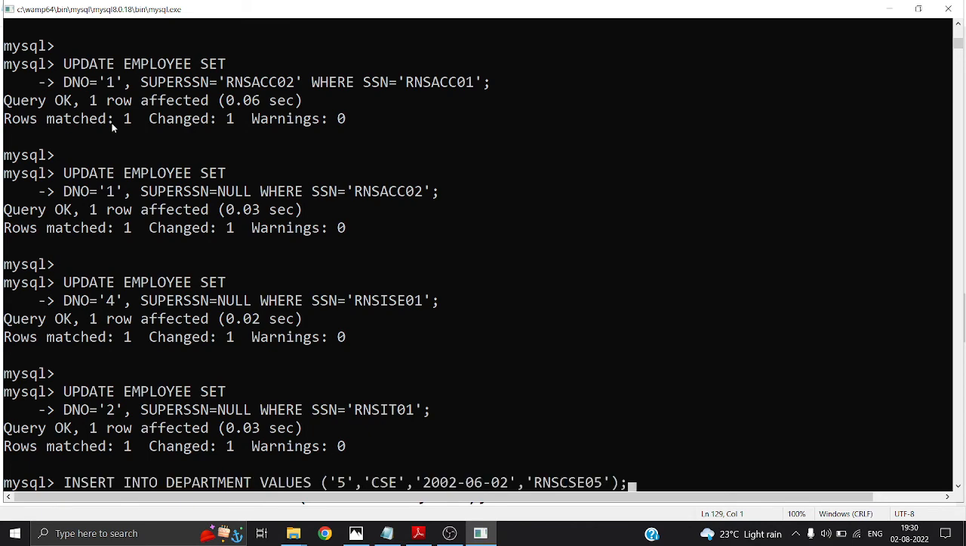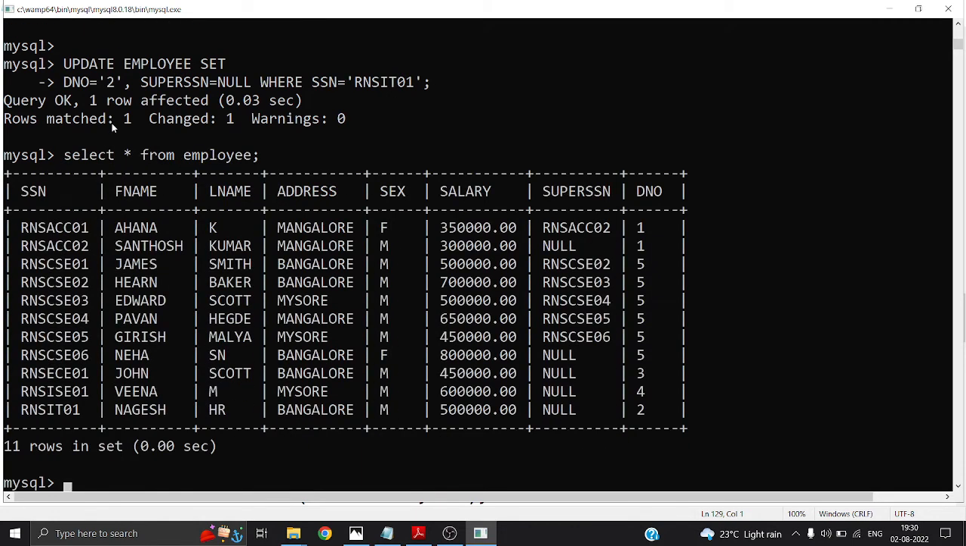Now let us see that particular table information. Now you can see clearly: SSN, first name, last name, address, sex, salary, super SSN, department number. So now the meaning of this is employee RNSACC01. Here you can see ACC means the accounts department, CS is the CS department, EC is the electronics department, IS is the information department, IT is the IT department. According to that only, the social security number has been given.